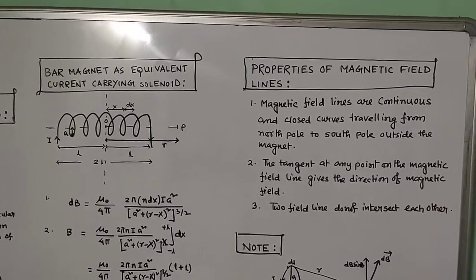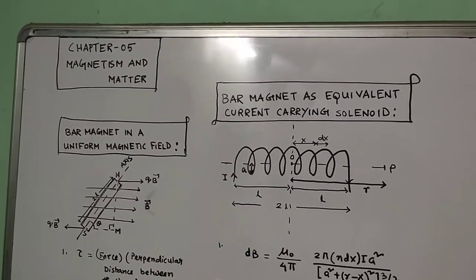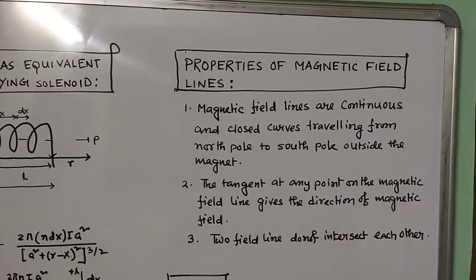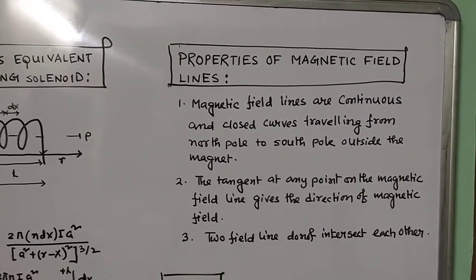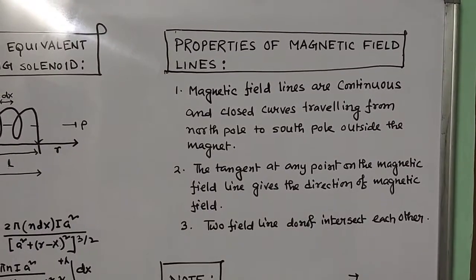Good morning students. Today we are going to discuss a few important topics from chapter 5, that is magnetism and matter. It is a continuation of our previous discussion. Now the first topic which we are going to discuss is the properties of magnetic field lines. I think most of you know the properties, though we are repeating a few properties here.